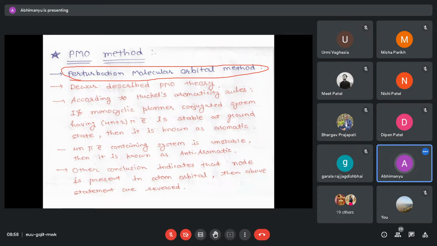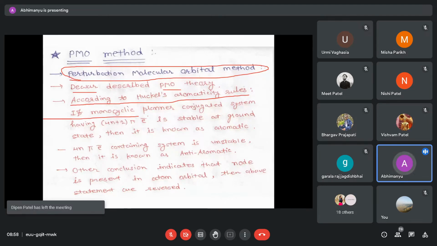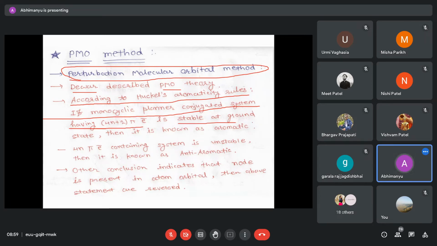Dewar is the name of the scientist. Dewar described the PMO method. It is almost similar to the Huckel's rule. We are all aware of the Huckel's rule. According to Huckel's aromaticity rules, if a monocyclic planar conjugated system having 4n plus 2 pi electrons is stable at ground state, then it is known as aromatic.